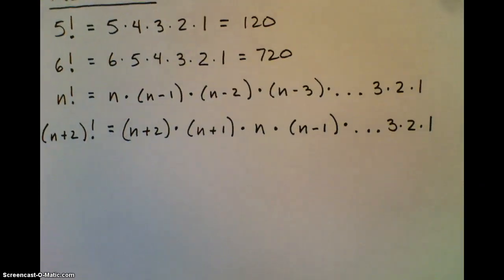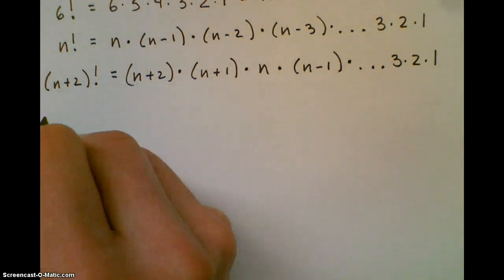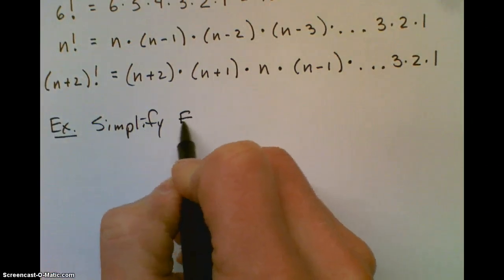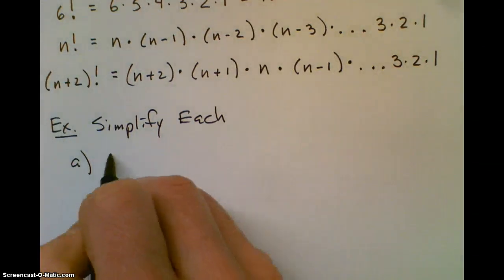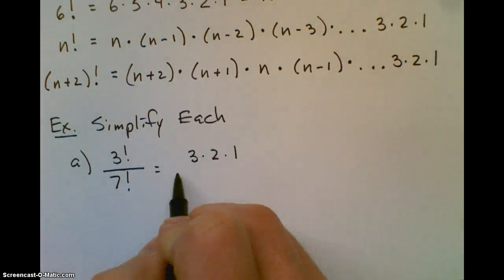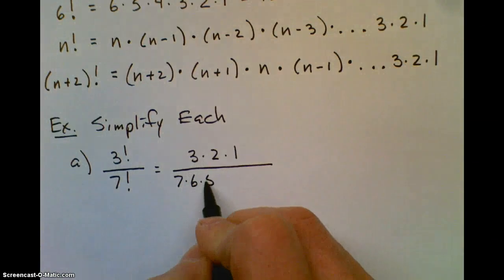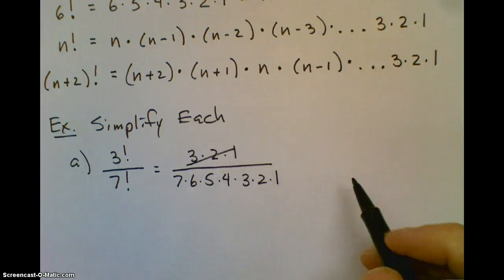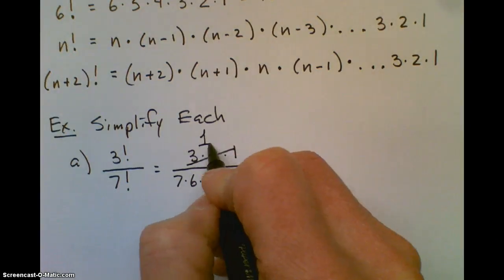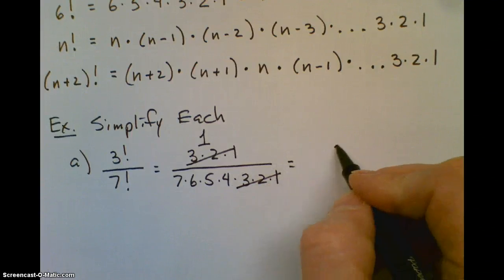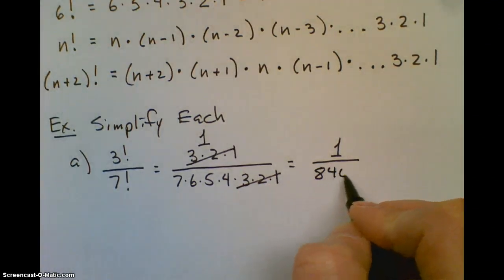Alright, so let's take a look at a few problems that use factorials. So we're going to simplify each. So let's say we had 3 factorial divided by 7 factorial. So 3 factorial is 3 times 2 times 1. And 7 factorial is 7 times 6 times 5 times 4 times 3 times 2 times 1. Since we have all multiplication, we can cancel some things in the numerator with some things in the denominator. So this 3, 2, 1 in the numerator is going to cancel with that 3 times 2 times 1 down there. We always have to be left with something, so there's a 1 over here. In the denominator, we're left with 7 times 6 times 5 times 4. Go ahead and simplify, and we get 1 over 840.